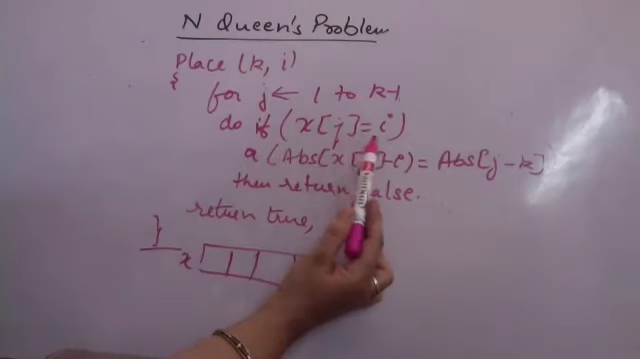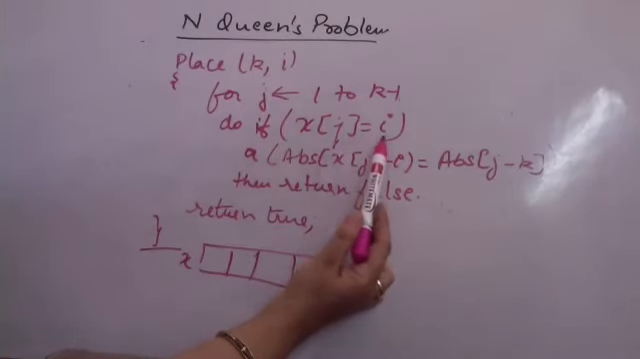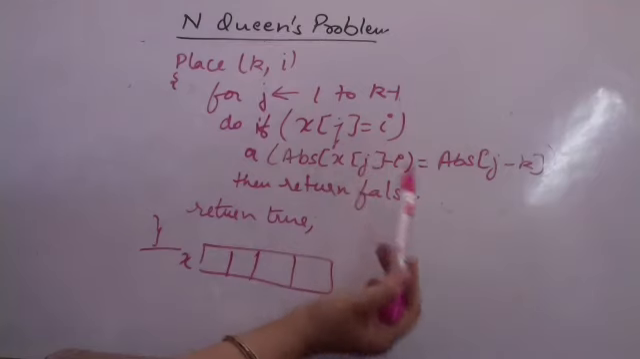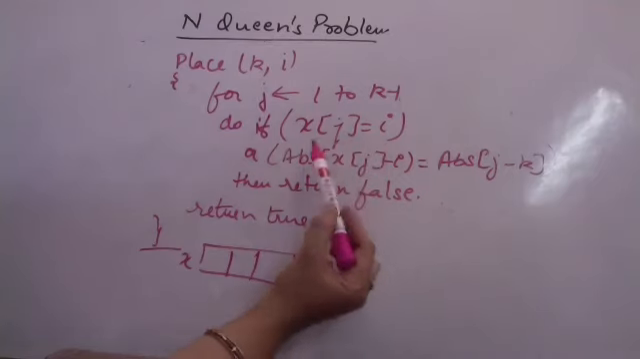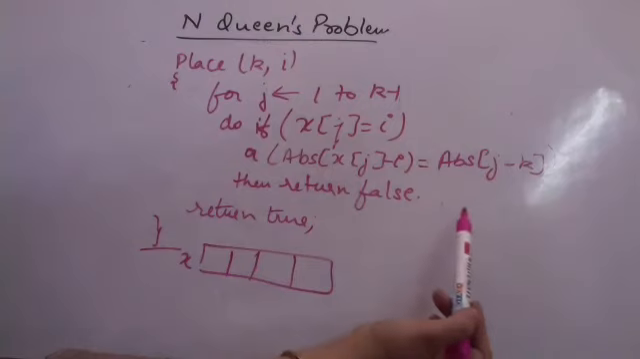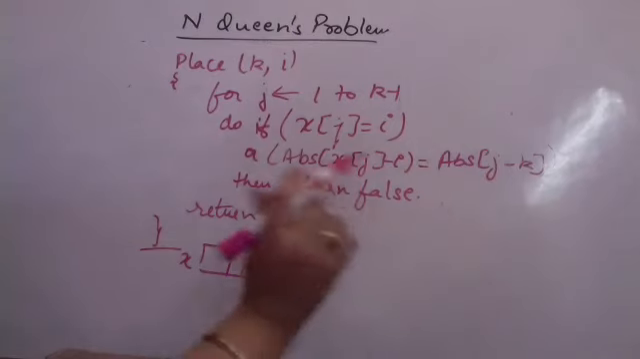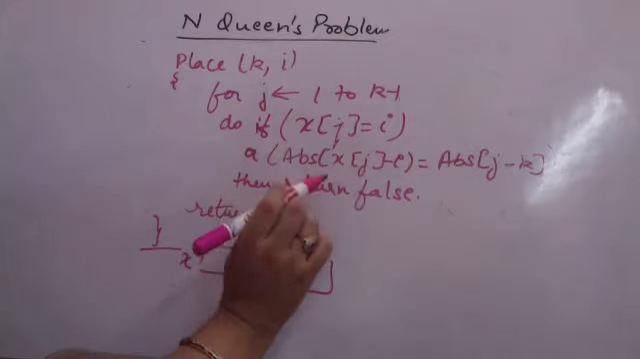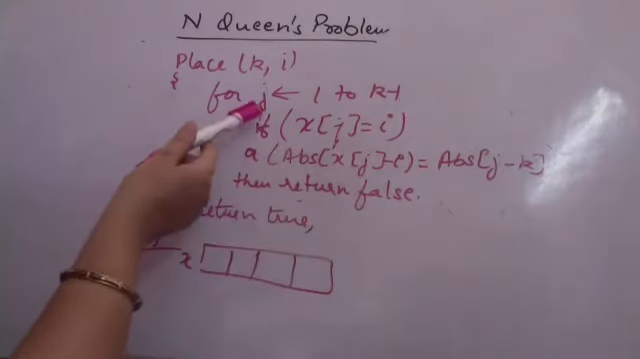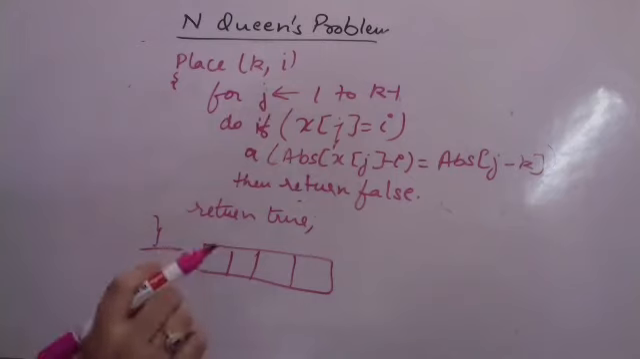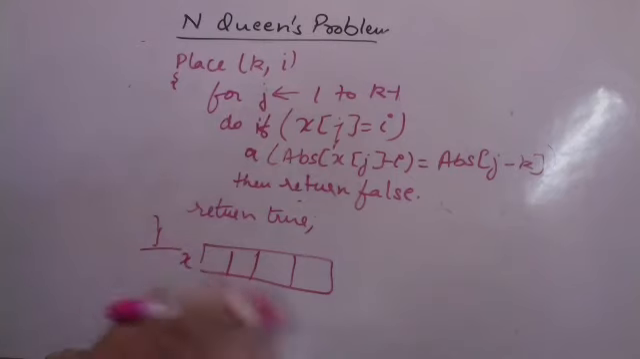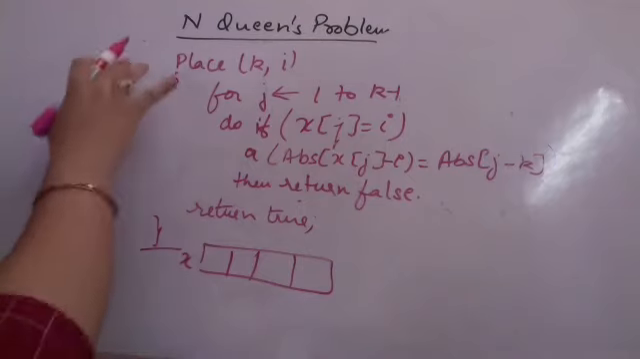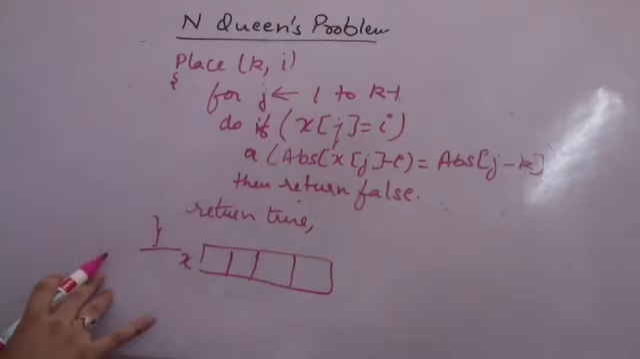If the column numbers and row numbers, or these are only the column numbers which I am checking, if they happen to be the same, I will not be able to place. If the absolute value difference happens to be the same, I will not be able to place. Either case, I return a false value. And I am running this for possible j from 1 to all the possibilities till whatever k minus 1 is possible. This is how we place a queen. Did you understand this?